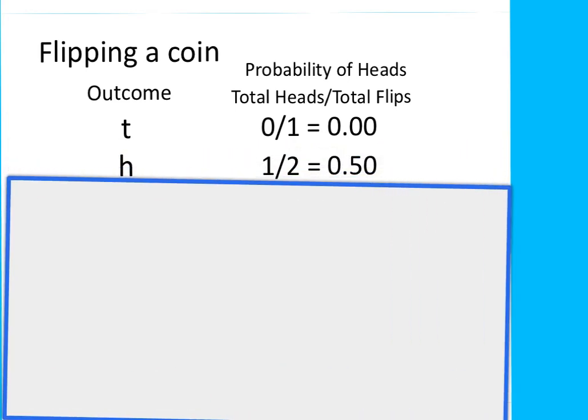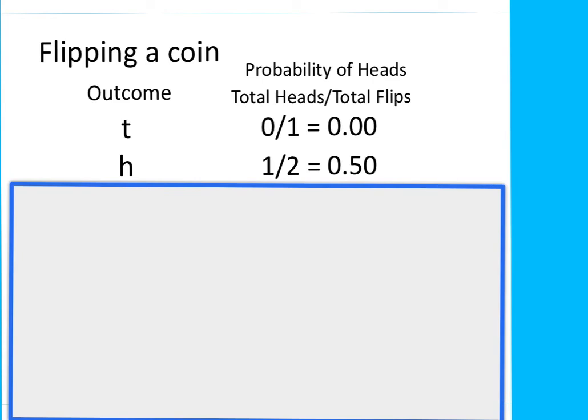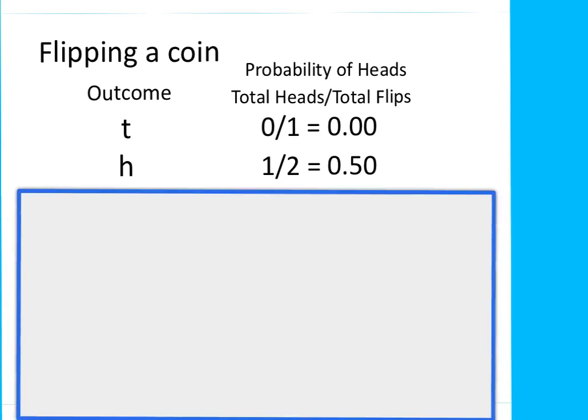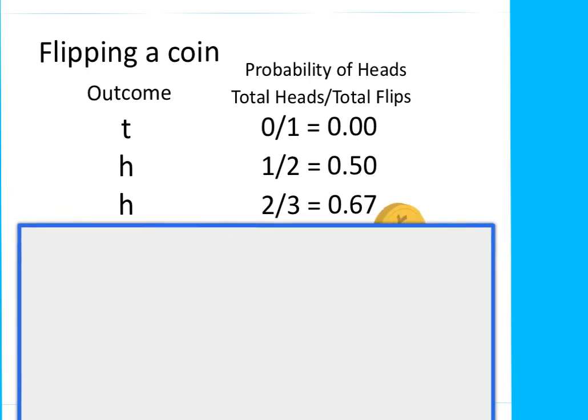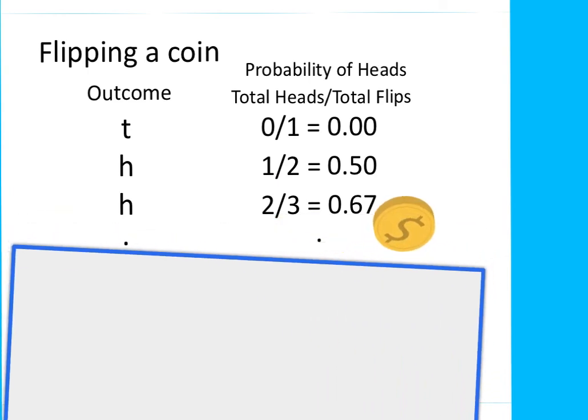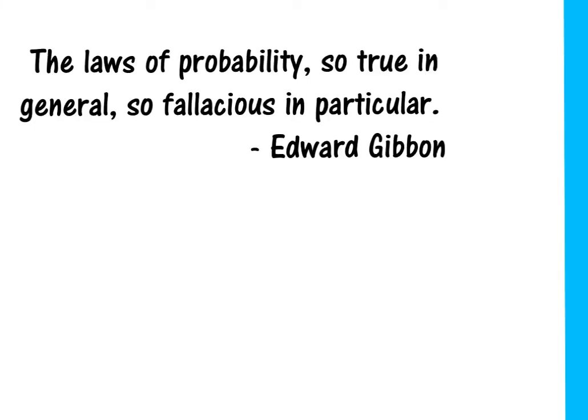So we flip the coin again. And this time we get a head. So we got a total of 1 head out of 2 flips. So the probability to that point, the way we're doing this by experimental probability, is 0.5. And then we happen to flip another head. 2 heads out of our 3 trials. We have an experimental probability of 0.67. Wait a minute, that's more than the 50% we would expect. Why is that? The laws of probability, so true in general, so fallacious in particular.